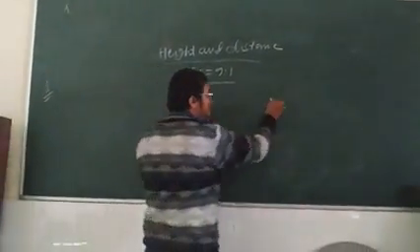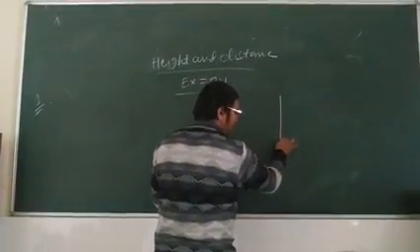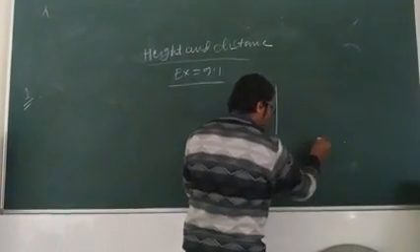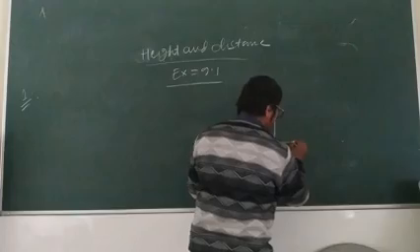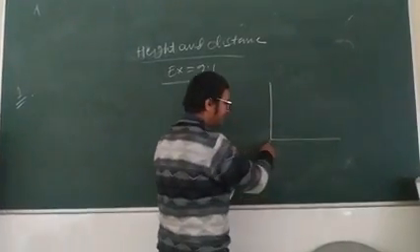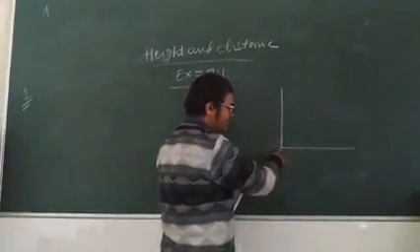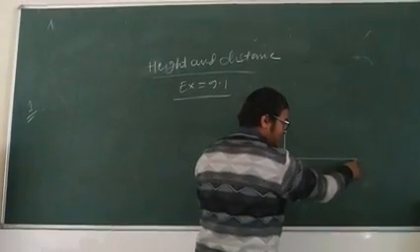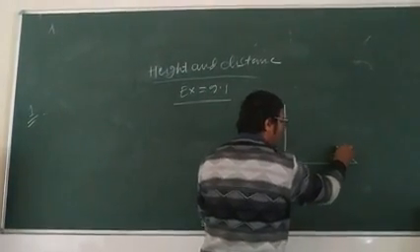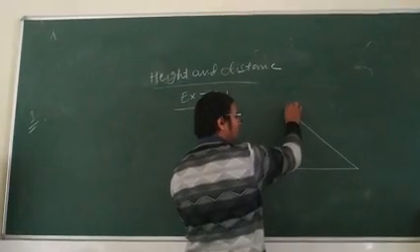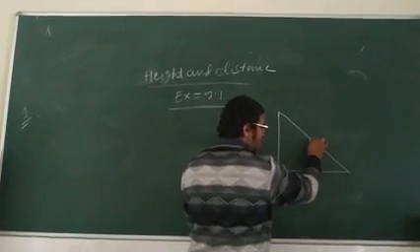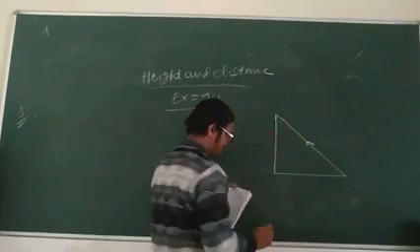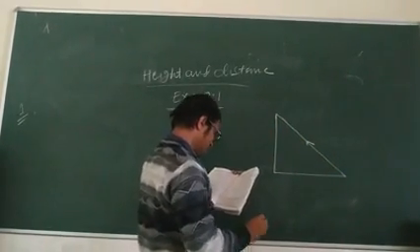Suppose this is the height of the tent, and suppose this is the position of the circus artist, and you join this. This is the distance from the foot of the height to that circus artist, and this is the rope. This is the length of the rope, and the circus artist is climbing from this point in this way, which means it is the hypotenuse. So the length is 20 meter.